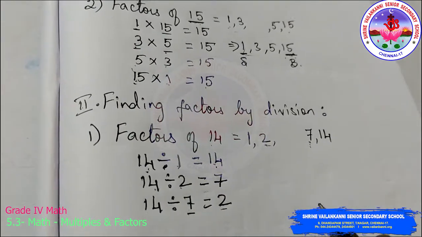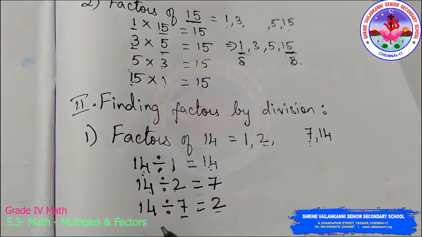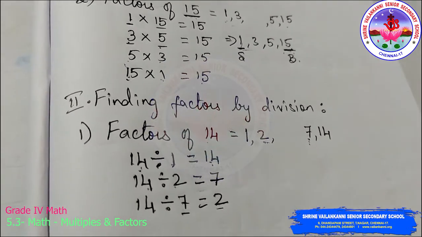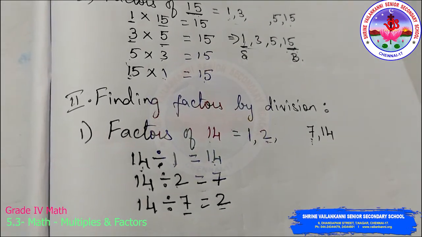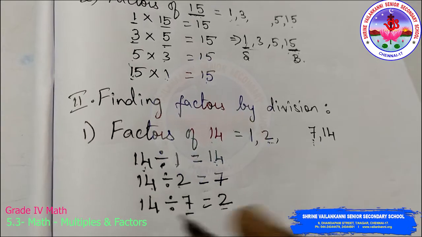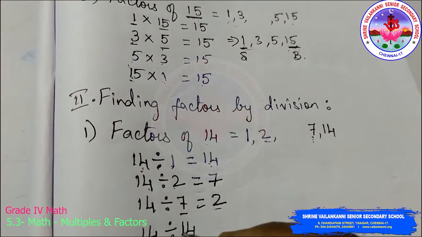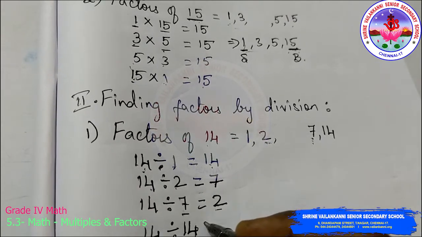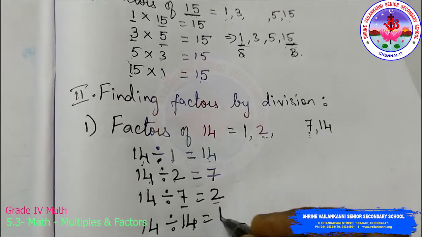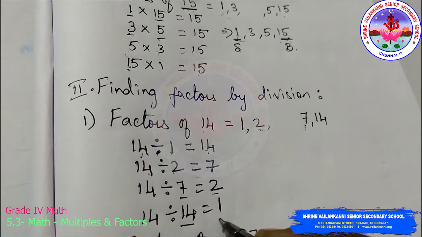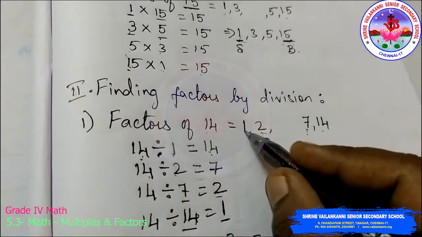And then 8 table. 8 table? No. 9 table? No, we will not get. 10 table? No. 11, 12, 13 also we will not get. So again, the 14 table will be divisible into 14. How many times? 1 time. So this 14 and 1 we have already written.